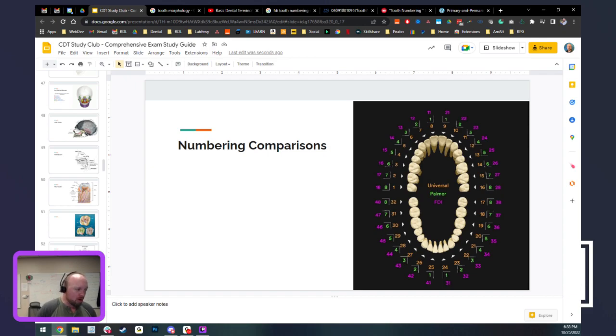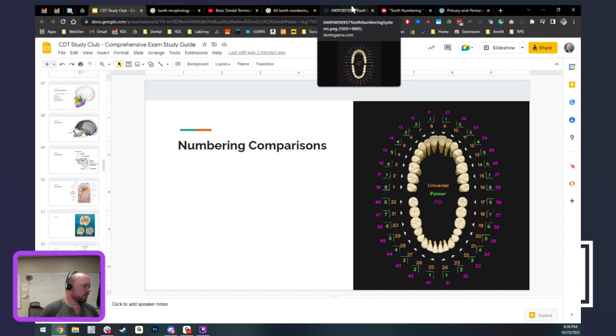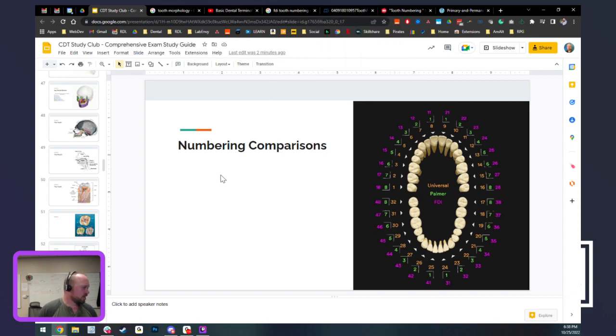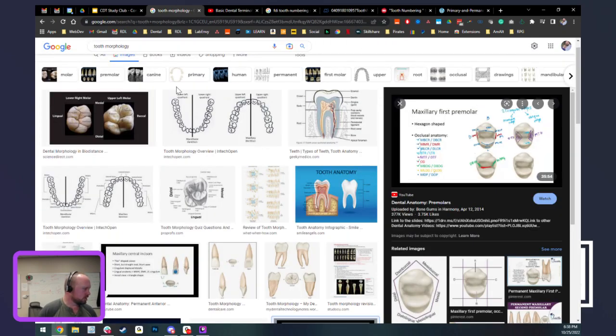Now the Palmer method, I think, based on this diagram, is showing the quadrant with the number. So I think that is a shorthand methodology that is used in dental records. I'm pretty sure. If anybody knows and wants to correct me, please do so. I want to be correct, not right. You know what I'm trying to say, I think. Numbering comparisons, tooth morphology.